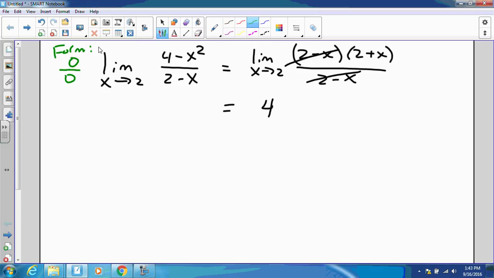So the key elements that have to happen here are, first of all, I have to check my form. And the reason I want to check my form is this. If I get some form like 3 over 5, that's my limit. But if I get a form of 0 over 0, that's telling me something very different. It's telling me that I can cancel a common factor. So we'll have to show form is 0 over 0 and then... Yep. I want you to show the form every time for now. Later on in life, you will do it mentally after you've gotten to where you're doing it all the time.